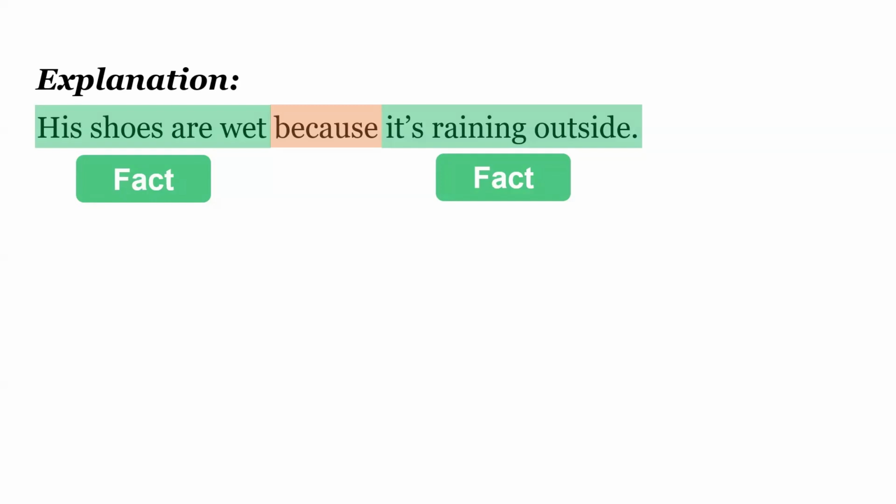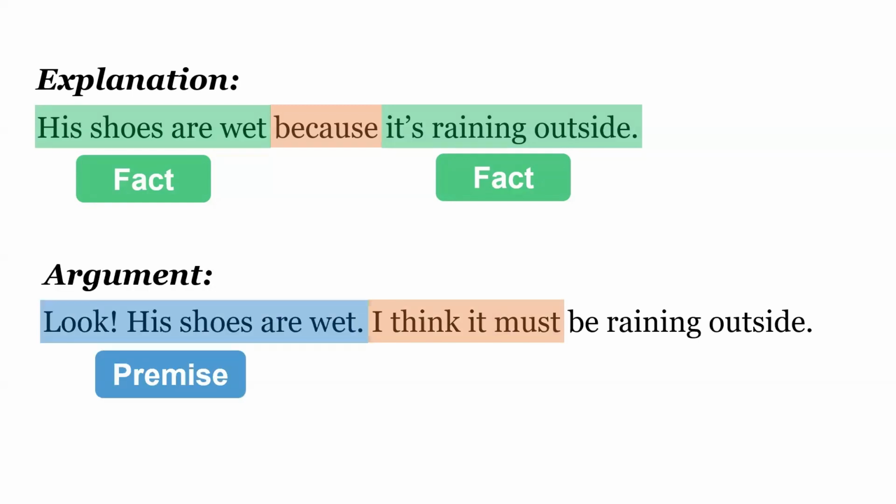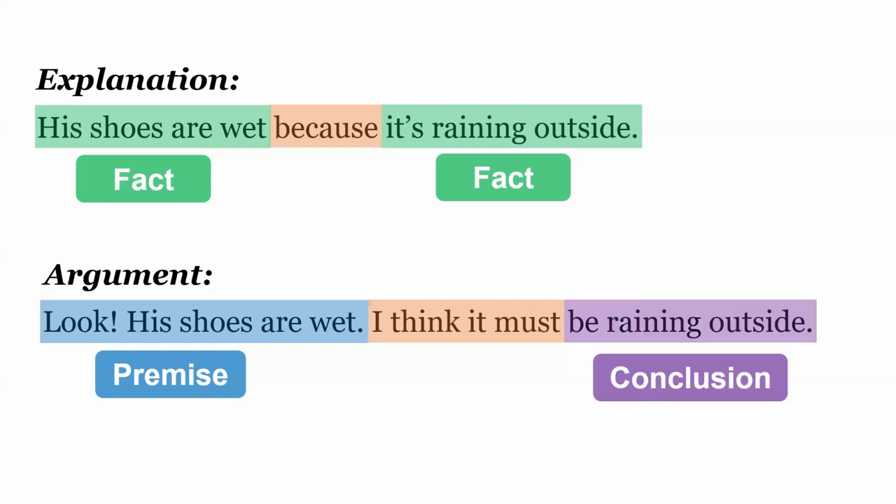If I said, look, his shoes are wet, I think it must be raining outside, then this is an argument. I'm putting forward a conjecture, a prediction, a claim about something that I don't know for sure. The words, I think it must, signal that we have an opinion here. Now we have some evidence, the wet shoes, that support a claim about the weather. This is an argument. Hopefully, this clarifies the important difference between an argument and an explanation.